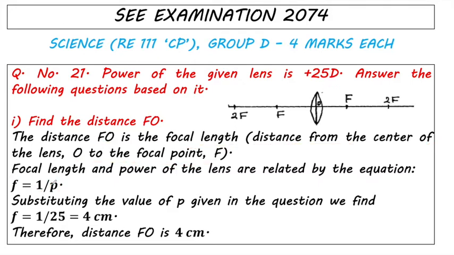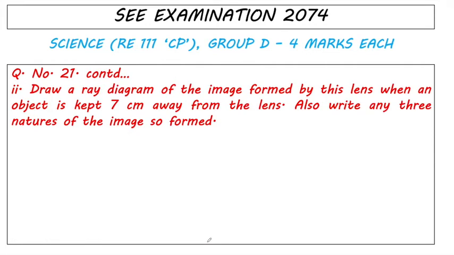Substituting the value of P given in the equation, we find F, the focal length, is 1 over 25, and that's going to be 4 centimeters. Therefore, the distance FO is 4 centimeters. Moving on to the next question.